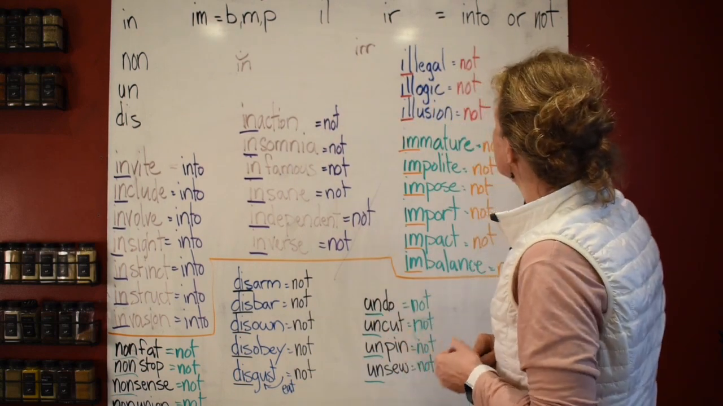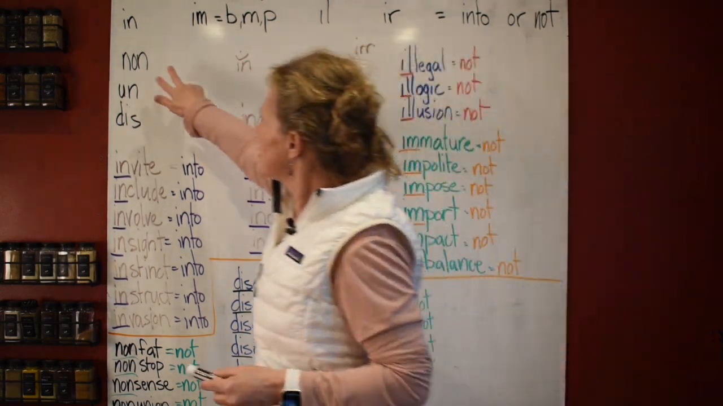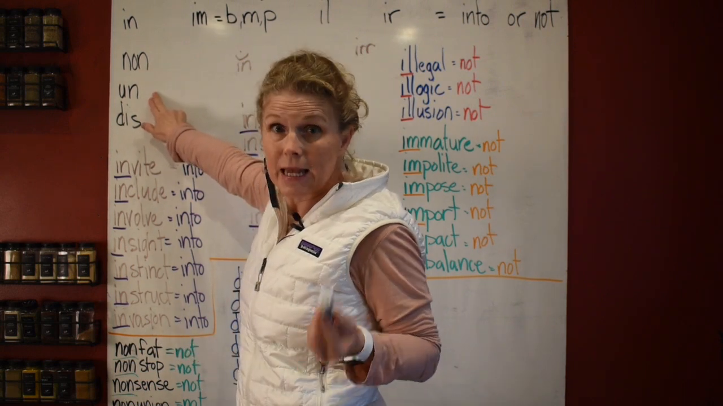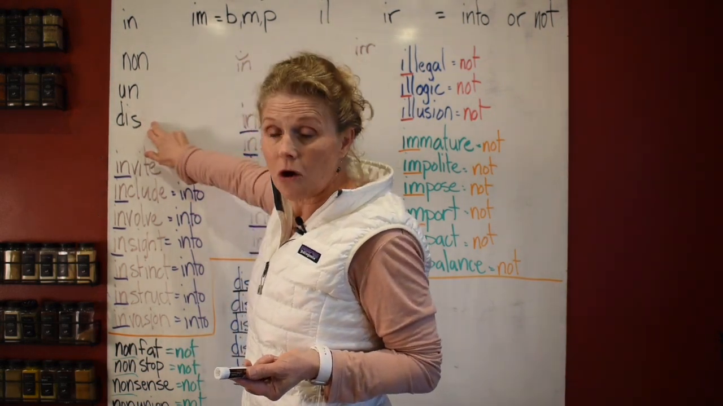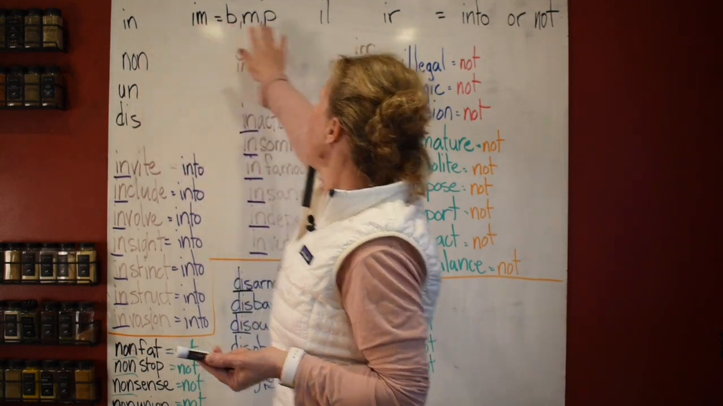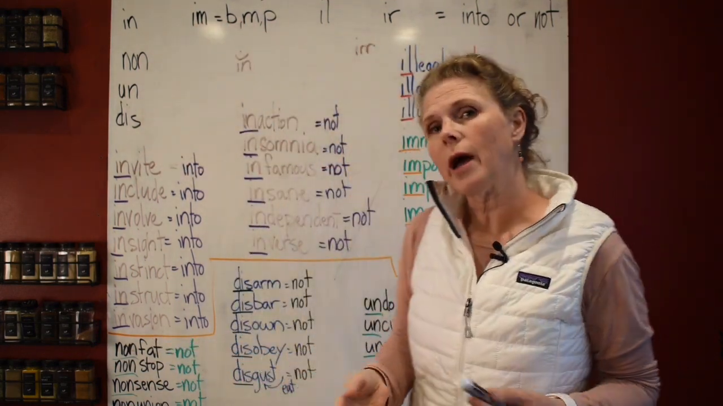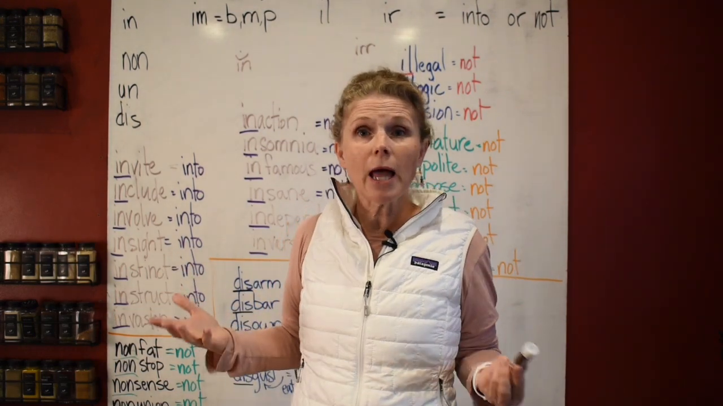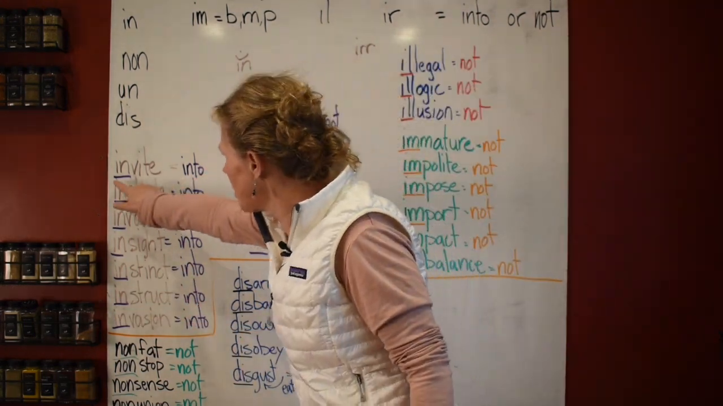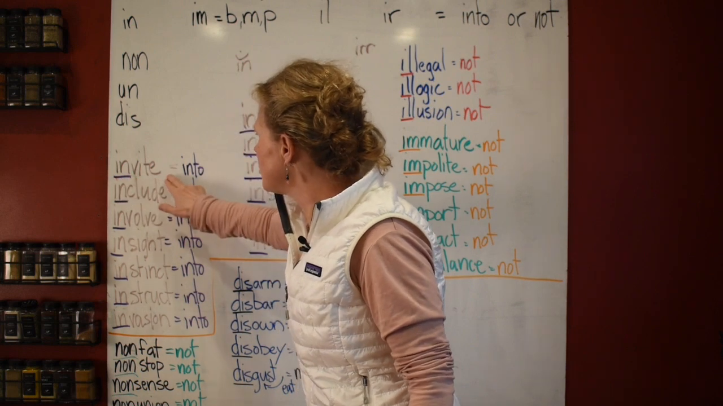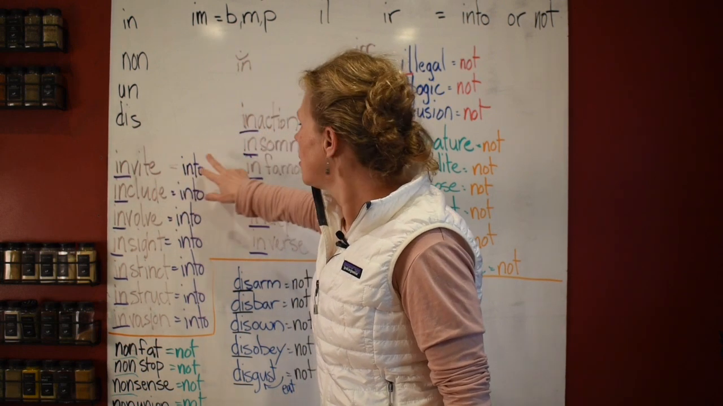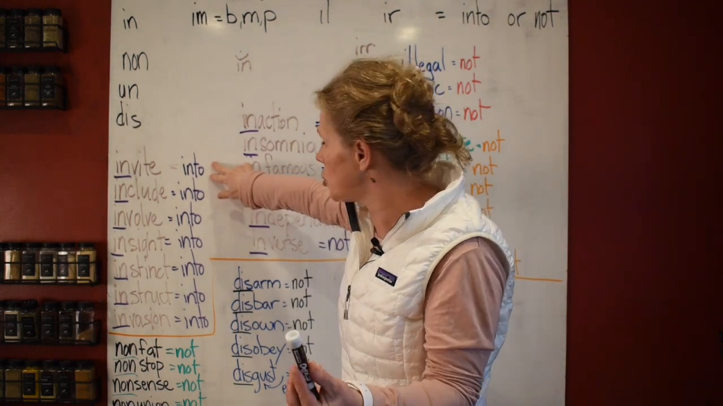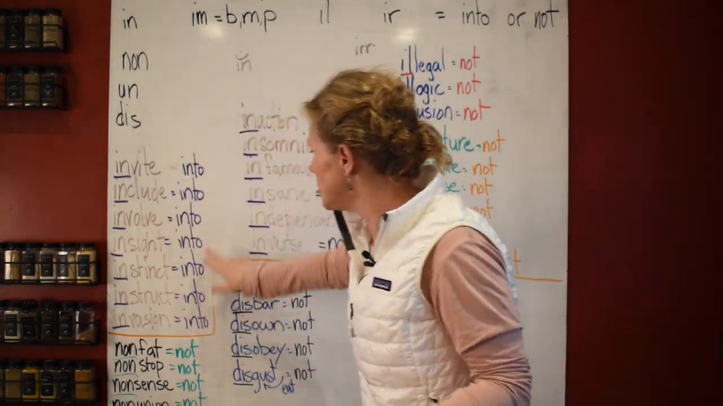And this will be at the beginning of words most of the time, unless you have another prefix in front of it. Okay, so now non equals not, un means not, and dis also means not. All of these mean the word not. Now, not is an adverb, and it just means you can't do it. It's not allowed. We're going to talk about the Latin prefixes with the Latin roots with the words that actually mean into. These all mean into.